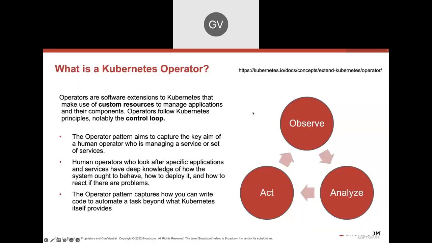So very simply put, operators are software extensions to Kubernetes. They make use of custom resources. In the context of today, that'll be a gateway custom resource and a repository custom resource. And so in a nutshell, Kubernetes is really good at managing applications at broad scale. As a container orchestration platform, it's great. What it doesn't have is application-specific knowledge about how your application should run.